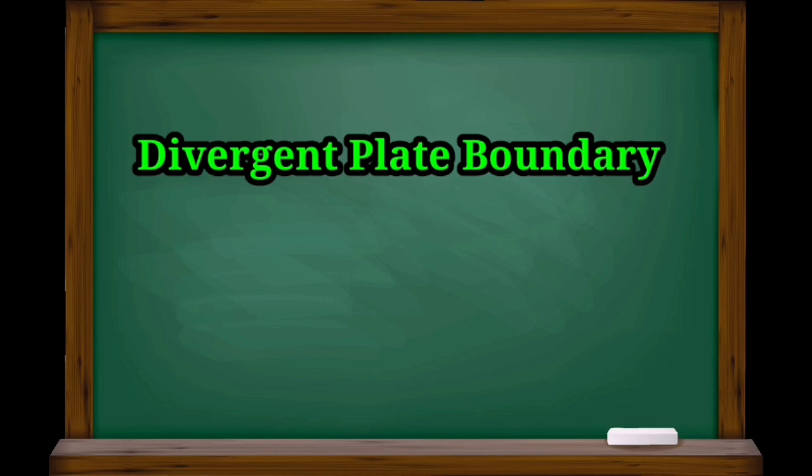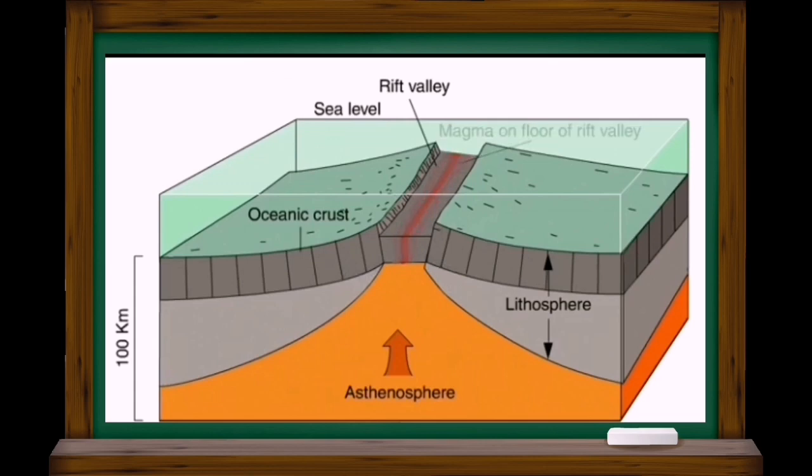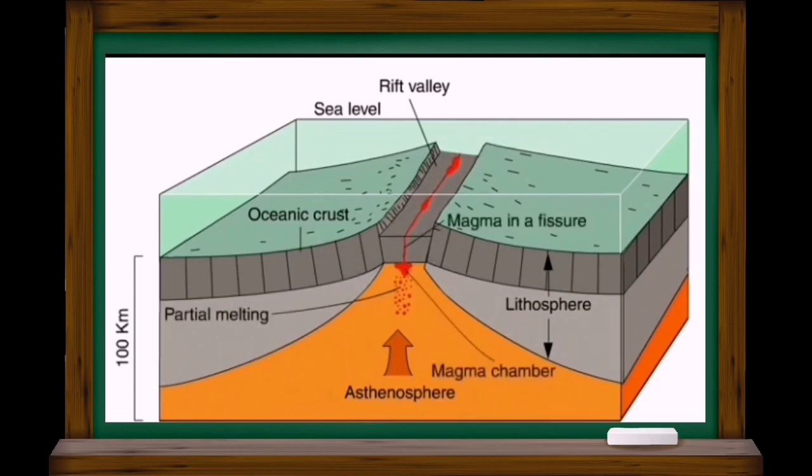Divergent plate boundary. When 2 tectonic plates move apart from each other, it creates a tension zone. Molten rocks rise and solidify, creating a new oceanic crust or seafloor, volcanoes, or mountains.